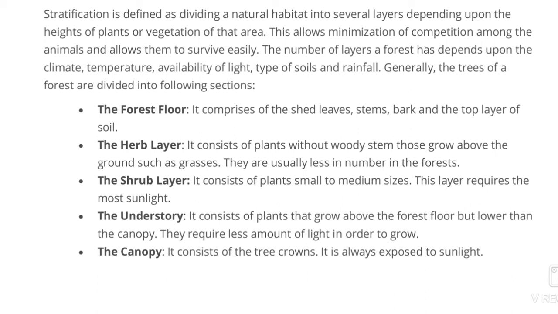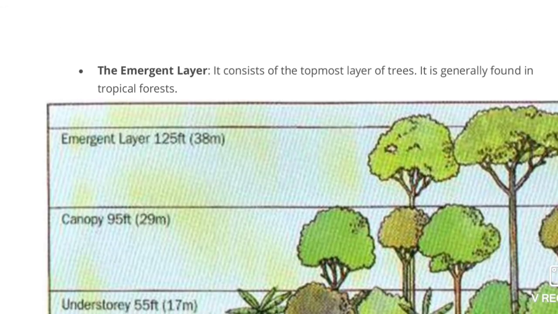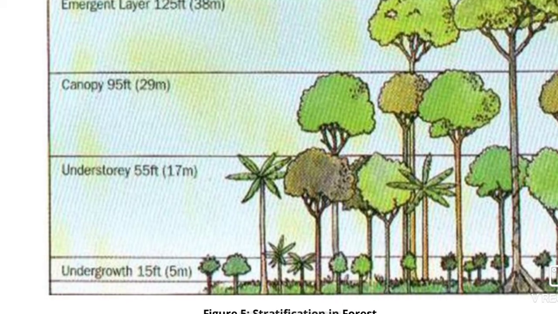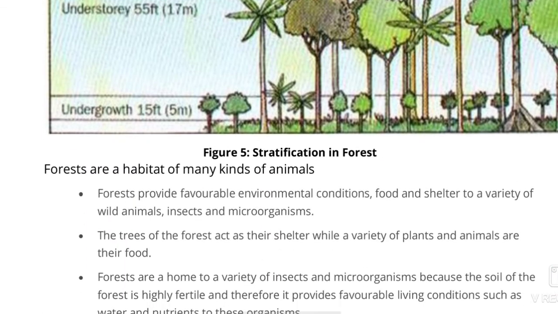Next is the canopy. It consists of the tree crowns and it is always exposed to sunlight because the canopy is the top layer of the forest. That's why it is always exposed to sunlight. Next and last layer is the emergent layer. It consists of the topmost layer of trees and is generally found in the tropical forest. So in this picture, students, you can see the different layers of the forest. Watch the picture carefully.